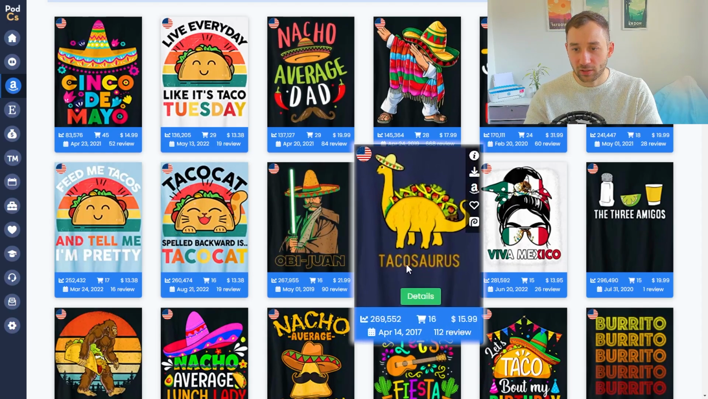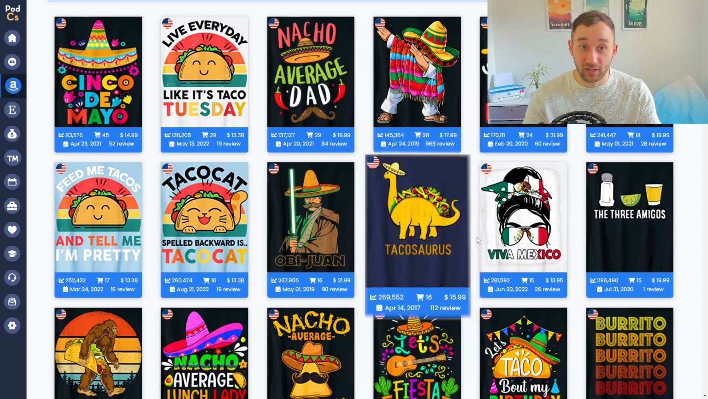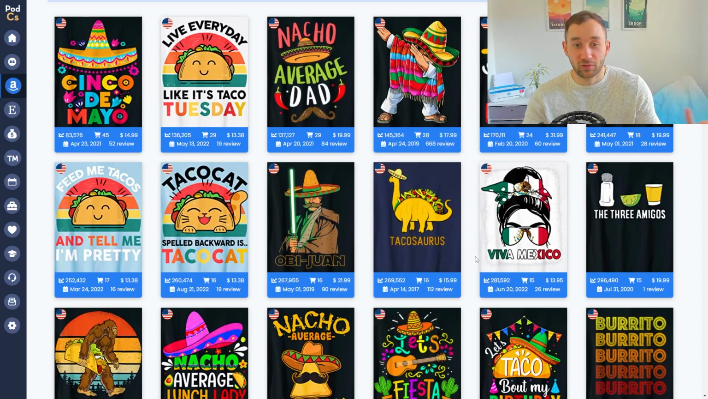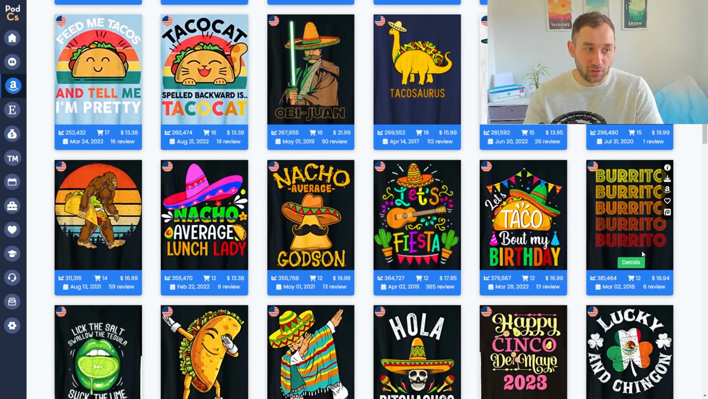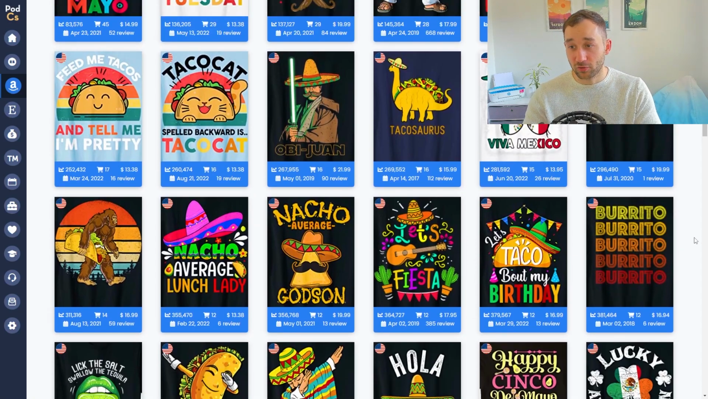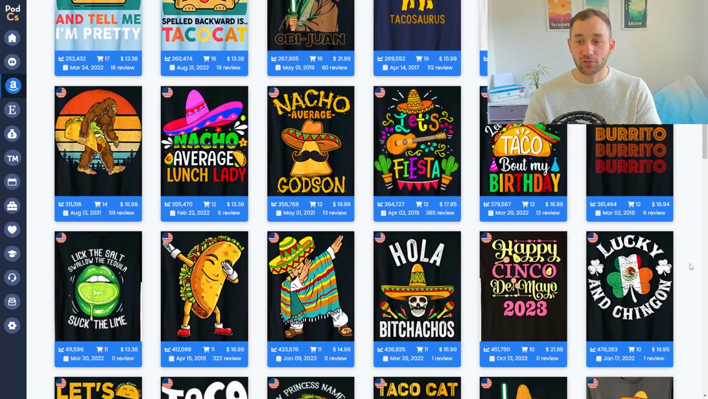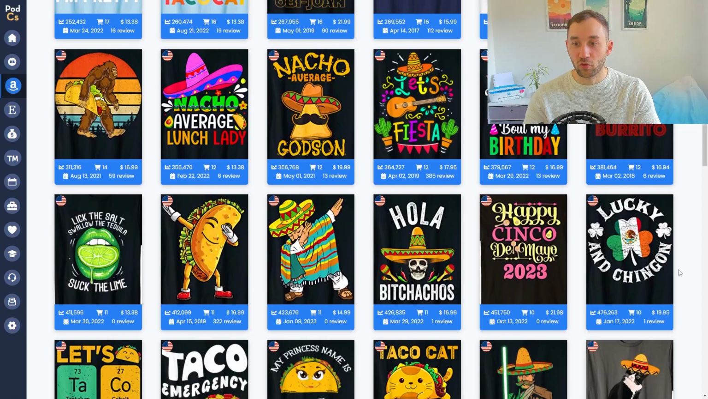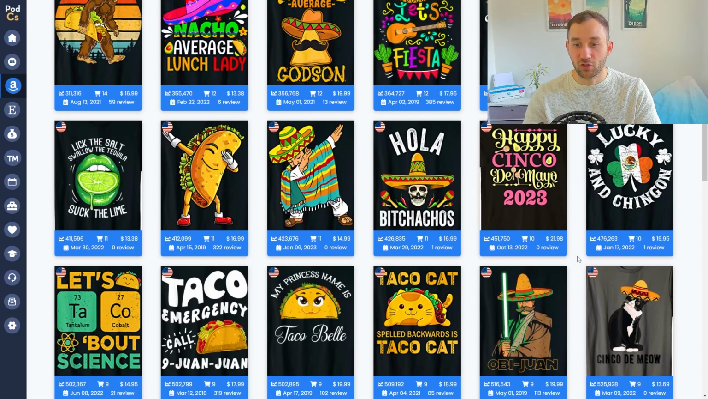You've got one right here, Tacosaurus. So if you're good at designs, or maybe you try and use AI art for something like this, then you could mix various different animals or things like dinosaurs, unicorns with tacos. And again, you've got a funny standard design right there. Burritos is another topic. So there are various different sub niches, tons of ways to approach Cinco de Mayo. And if you want some extra chances of getting sales for 2023, then try and include the year in your title and your descriptions as well.